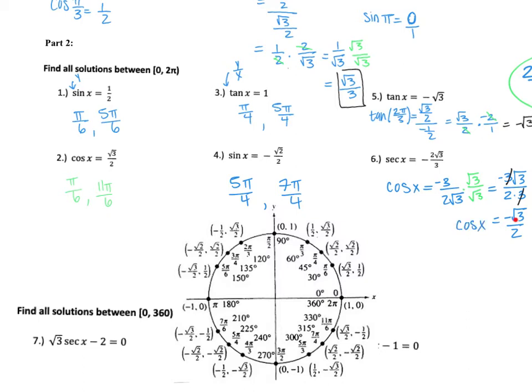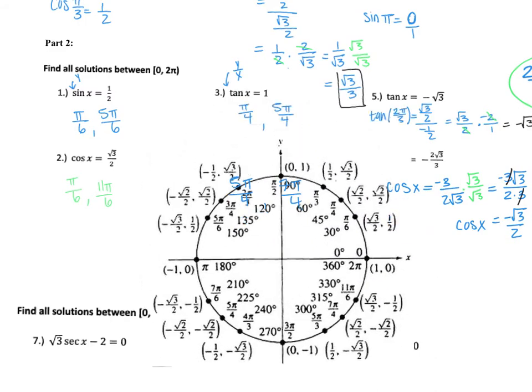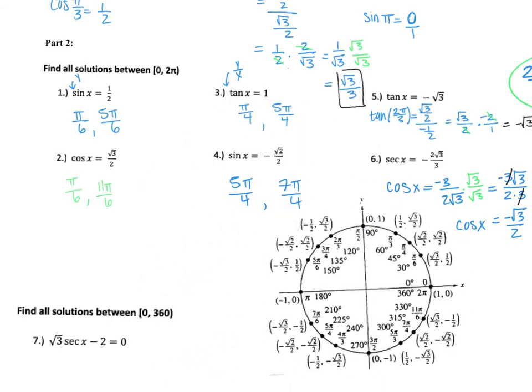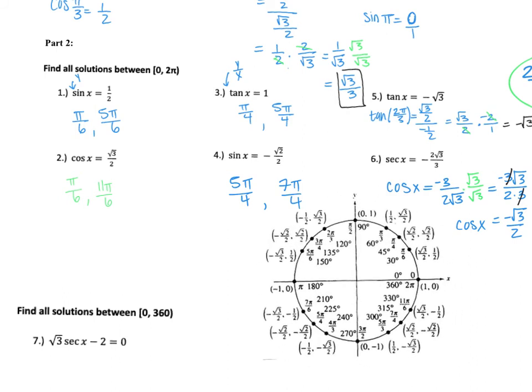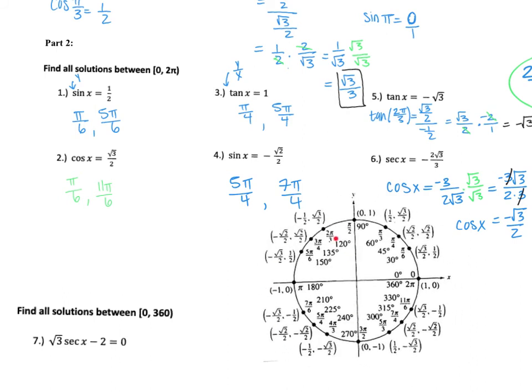That is negative root 3 over 2. So cosine represents the x value. If we look here on the x-axis, negative x values always produce angles in the second and the third quadrant. And we can see negative root 3 over 2 is right here at 5 pi over 6. So I know that 5 pi over 6 could work.